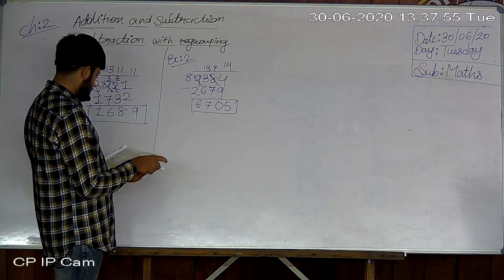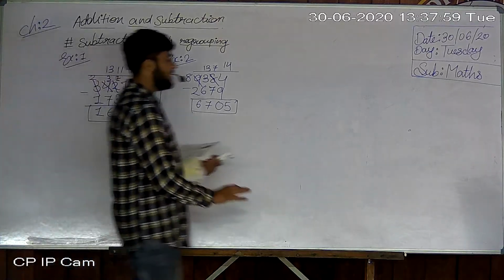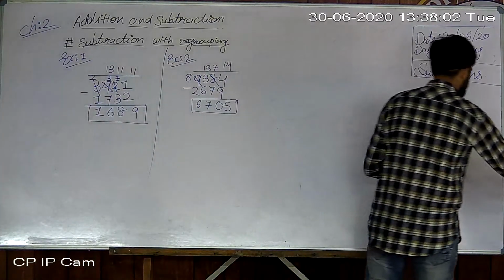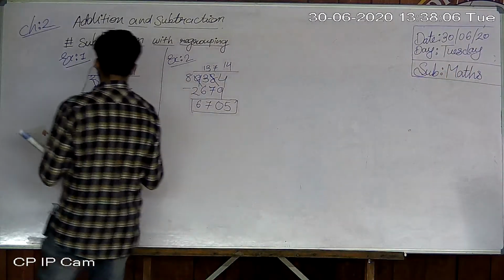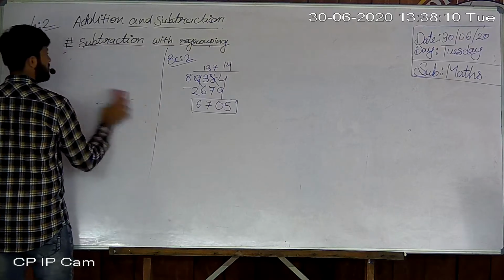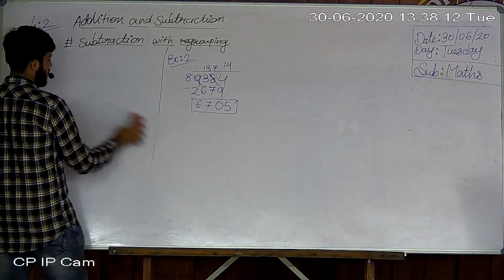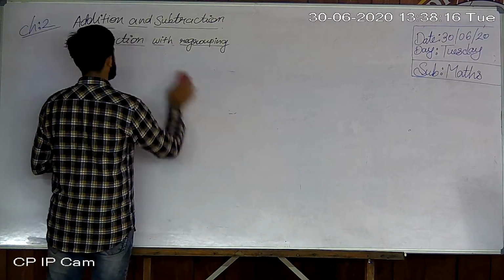Now students, subtraction with 0. Regrouping is complete here, but the new topic is subtraction with a 0. So let's check the method of subtraction with a 0, and we will take 2 examples, and then go on to the exercise.